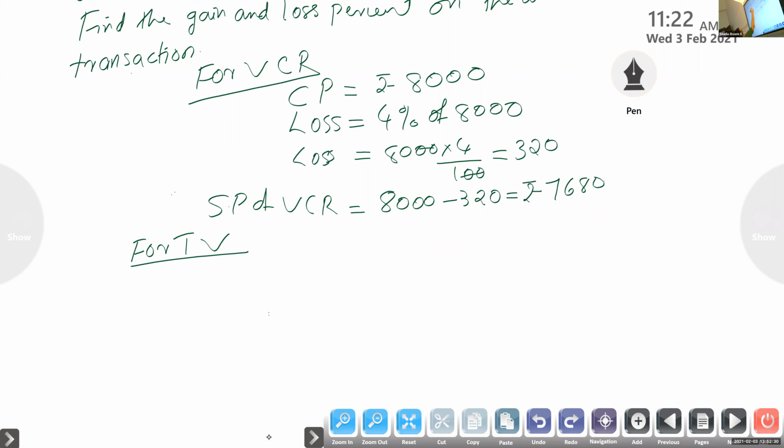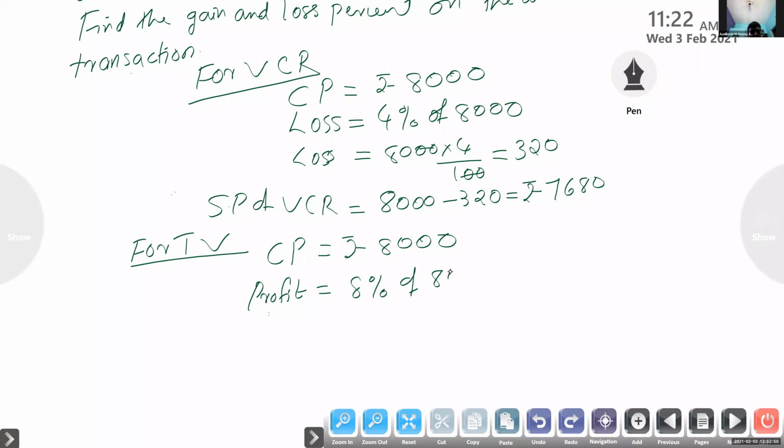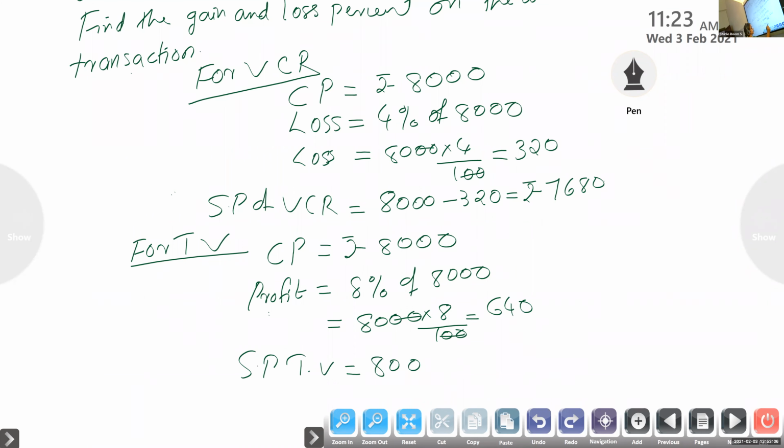Okay, let us check. For the TV, CP is 8,000. Then for the TV, it is a gain, isn't it? Profit is how much? The profit is 8% of 8,000. So profit is 8,000 into 8/100, which is 640. So the selling price of the TV is 8,000 plus 640, which is 8,640. Here it is profit.